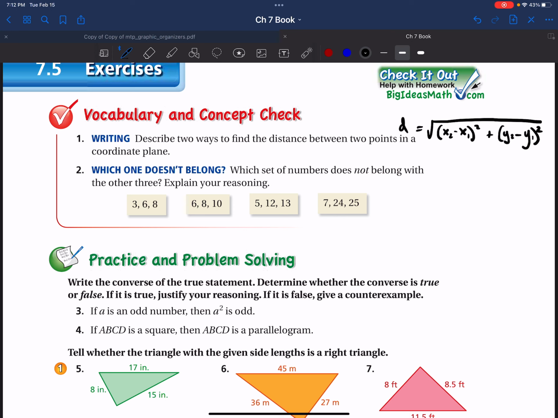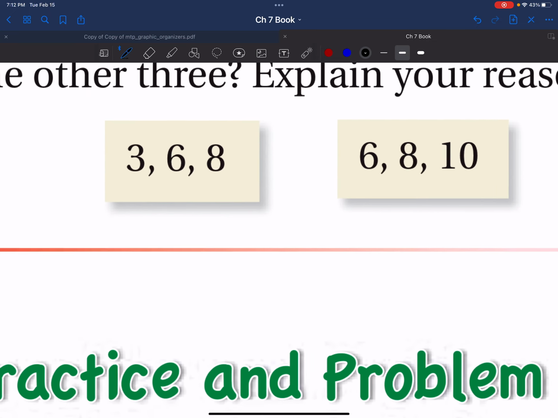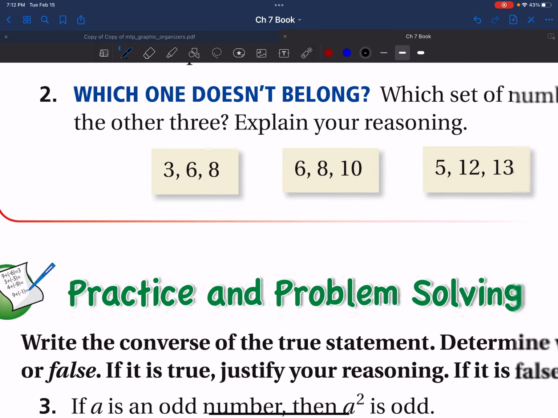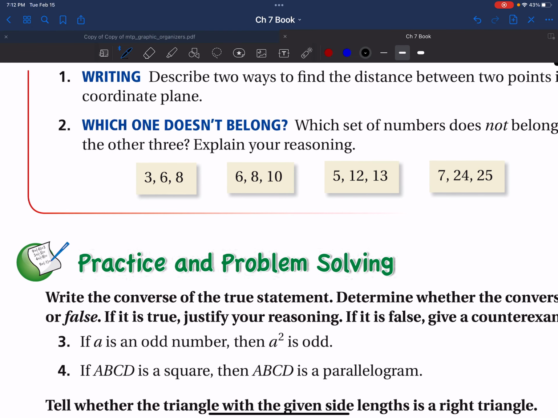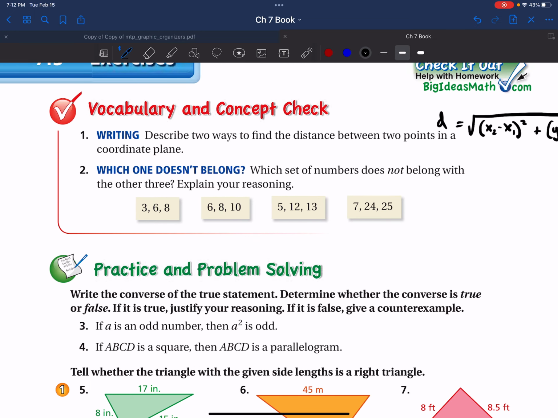Number 2. Which one does not belong? Which set of numbers does not belong with the other 3? Explain your reasoning. So one of these cards is going to be like a weirdo outlier. Well, let's look. The first one is 3, 6, 8. And then I have 6, 8, 10. 5, 12, 13. 7, 24, 25. Well, I don't have my answer key. I don't have my book.